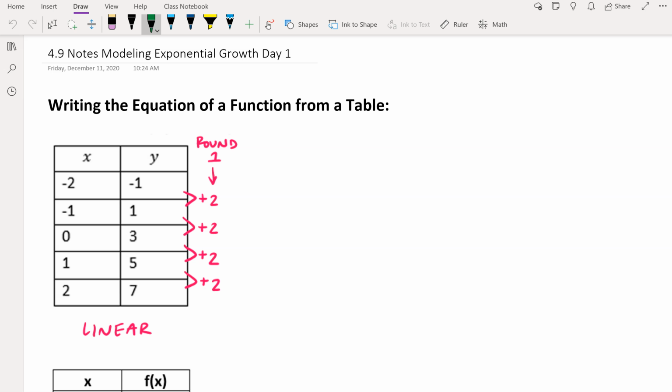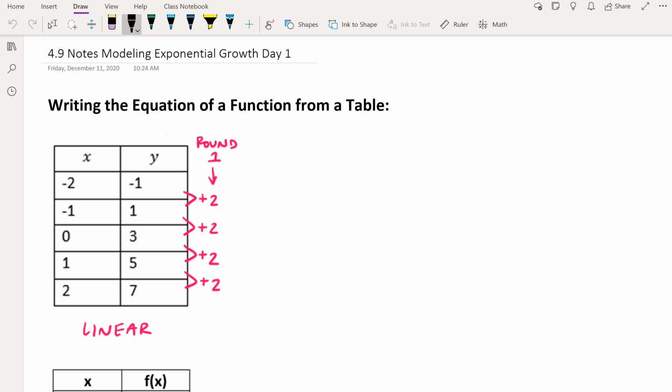All right, y'all, today we are going to learn how to write the equation of a linear function and an exponential function from a table. I'm pretty sure y'all have learned how to do this with a linear equation, but let's go ahead and remind ourselves of what this looks like. So, writing the equation of a function from a table.